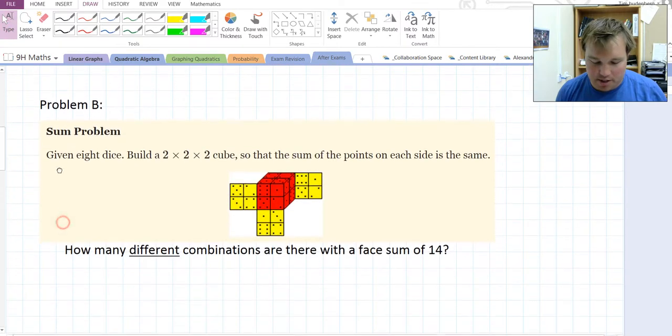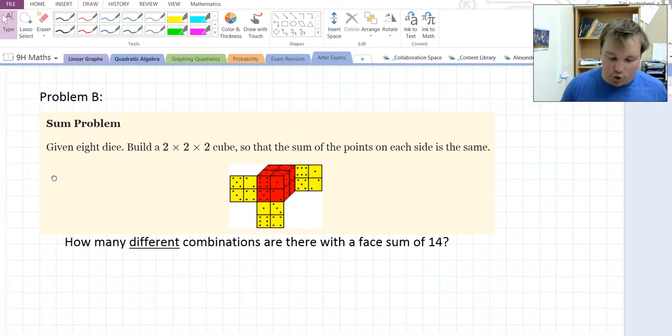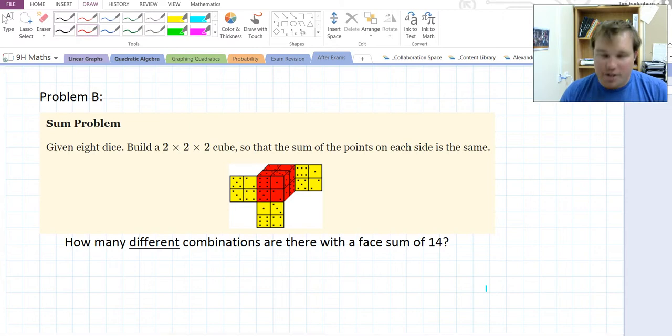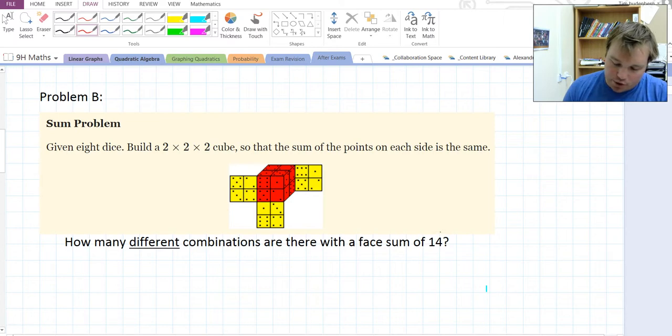Alright, second slightly dicey problem. Imagine making a cube of 8 dice, like the one shown, so that the sum of all the points, or all the dots on each side, adds up to the same. The one pictured, for example, adds up to 14. This is one face. That actually doesn't help with highlighting, does it? One face, another face, another face, and you can see how they've been put together so they all add to 14. The question is, how many different combinations are there with a face sum of 14? And you note this one has a face sum of 14. So in total, how many different ways can we do this?